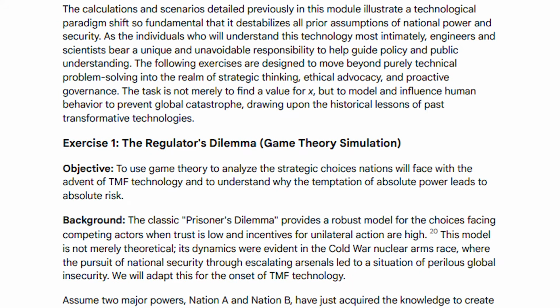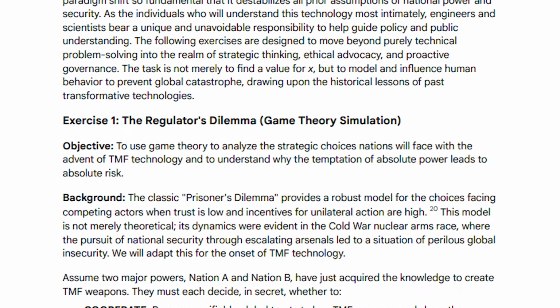Background. The classic prisoner's dilemma provides a robust model for the choices facing competing actors when trust is low and incentives for unilateral action are high. This model is not merely theoretical. Its dynamics were evident in the Cold War nuclear arms race, where the pursuit of national security through escalating arsenals led to a situation of perilous global insecurity. We will adapt this for the onset of TMF technology.